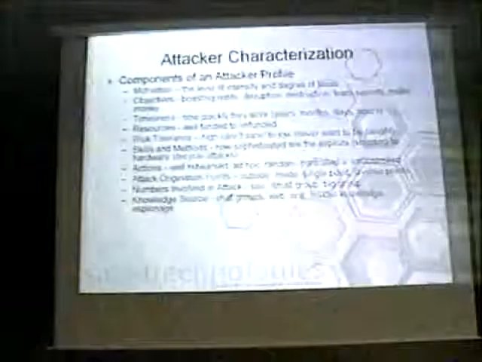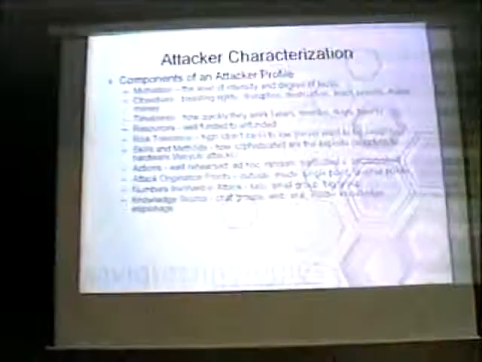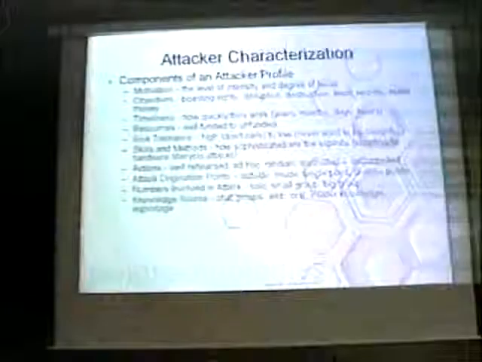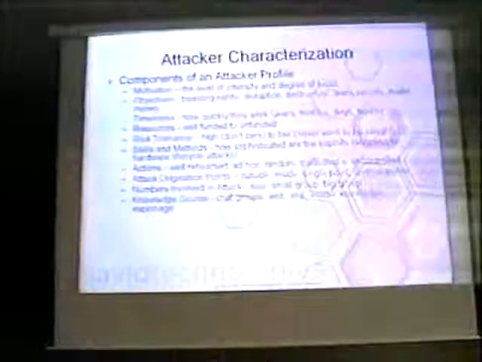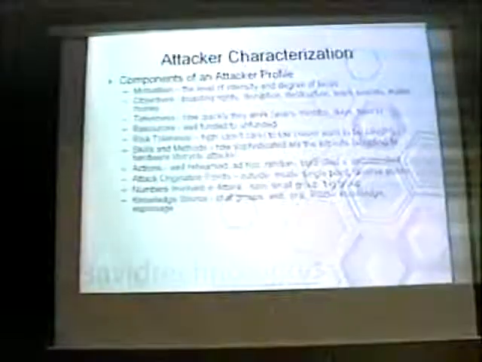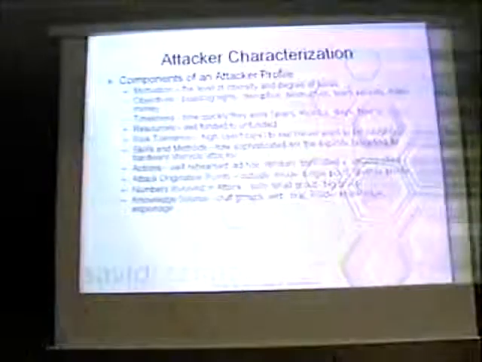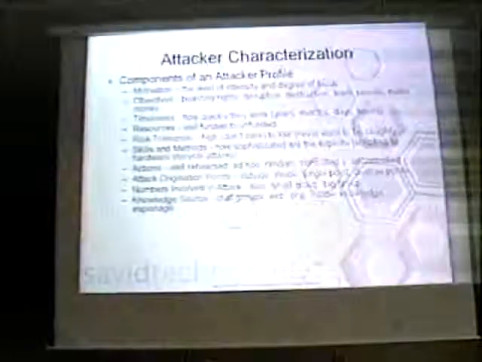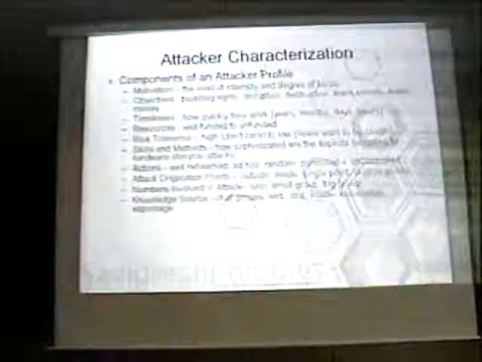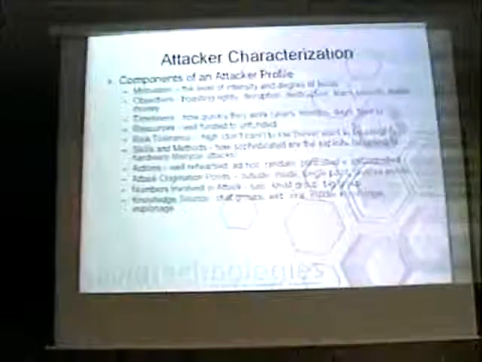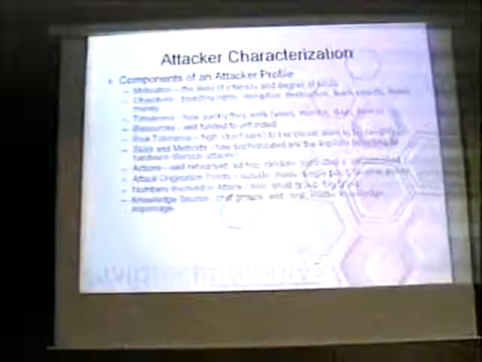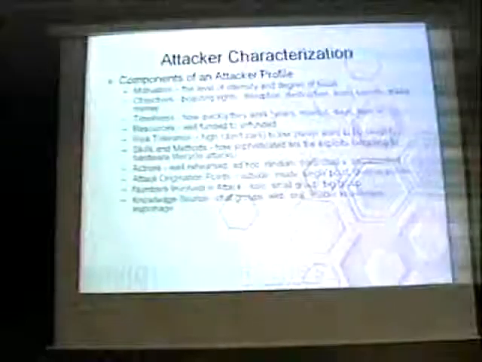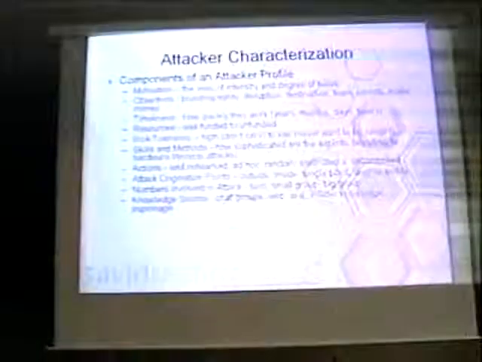So when you get down to it, attacker characterization, these are the primary components of the attacker profile: the motivation, the objectives, the timeliness of the attacker, resources, risk tolerance, the skills and methods, the actions, origination points, where the attack comes from, inside or outside, the numbers involved in the attack, and the knowledge source. So this is all what law enforcement is going to come to you and ask, do you have any of this information, and you're going to have to help them figure this out.